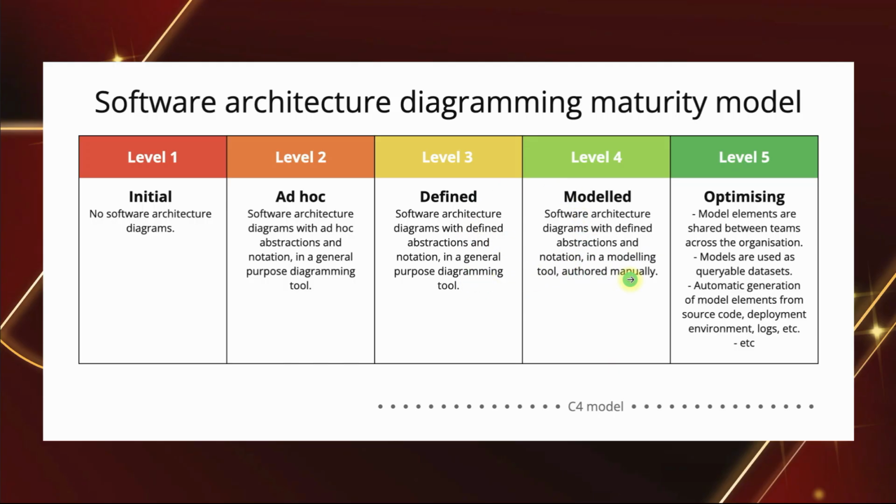And those are authored manually. Whereas in optimizing, model elements that are created up to this point are shared between teams for optimization across the organization, and models are used as queryable datasets. They can answer the questions in the architecture. And the difference between modeled and optimizing is that you can automatically generate the model elements from your source code, deployment diagrams or environment diagrams, and then logs, etc.